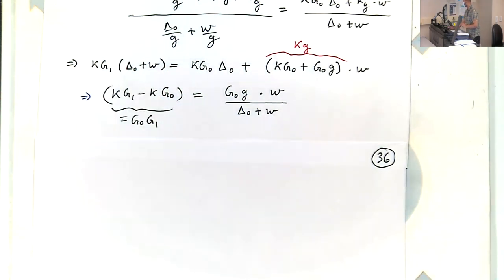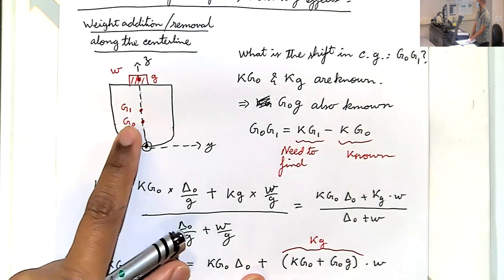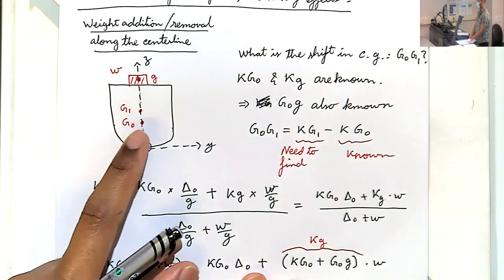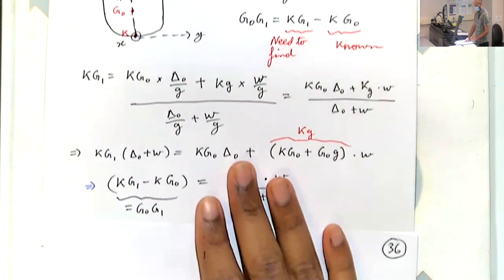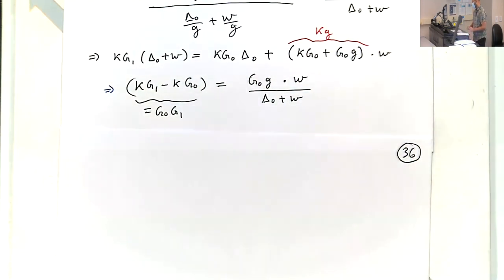There's one more. Okay, just ask me indirectly because I don't see what happens in the chat. How do you calculate G0? G0 is known for the hull before you start loading. If it's an empty hull, the manufacturer will give you the G0, if it's an unloaded hull.